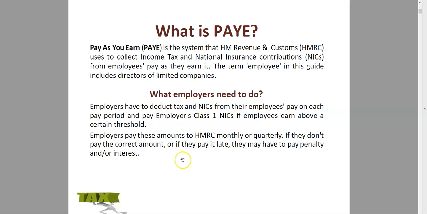So let's have a look at what we have here. What does the employer need to do? It is the employer's responsibility to deduct the tax and national insurance from the employee and pay it to HMRC. That means every single employer works like an employee for HMRC, because they have to deduct the tax and the national insurance from the employee, and at the end they have to pay HMRC every month.